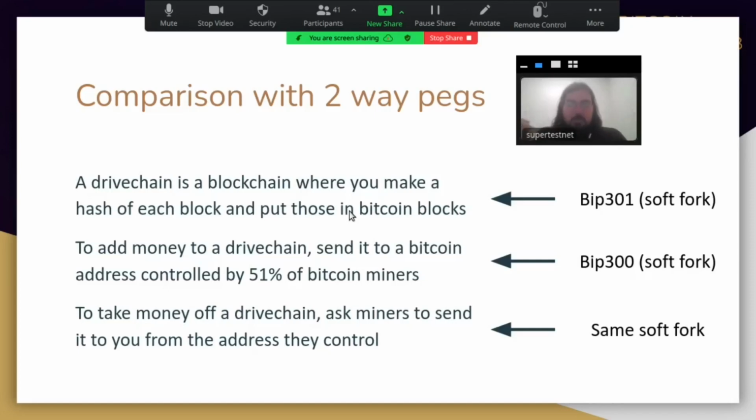Another type of sidechain is a drivechain, which is being presented right after this. A drivechain requires a soft fork to add BIP301 and BIP300. BIP301 is a blind merge mining soft fork that lets us do it more efficiently, and you'll learn more about that. BIP300 is a two-way peg mechanism to add money to and remove it from a sidechain. Other than that, they're actually pretty similar to Spacechains. Like with Spacechains, you take a hash of each block and put that hash in Bitcoin, but this has a way of getting money in and out, where Spacechains don't really have a good method for that. So that's BIP300 and BIP301, also known as drivechain. You'll learn about that in a second.